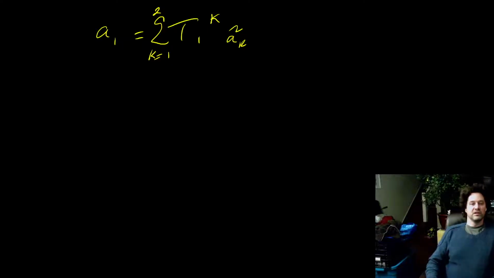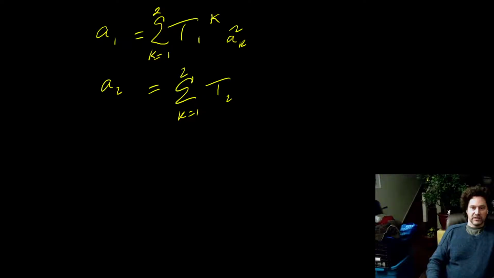So there we go. And so we can say that A2 is a sum from k equals 1 to 2 of T2k A-k tilde. So we have a linear transformation applying to each vector. And what do we get when we write B? So we have B equals A1 A2.